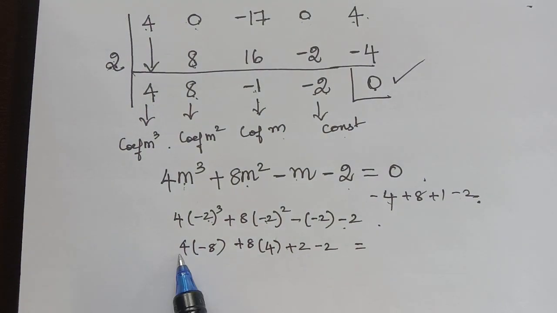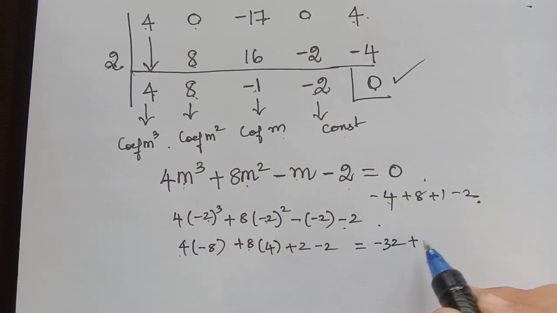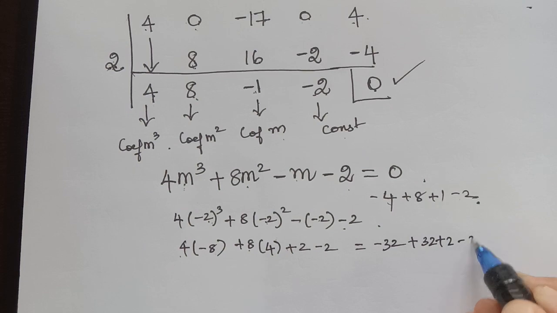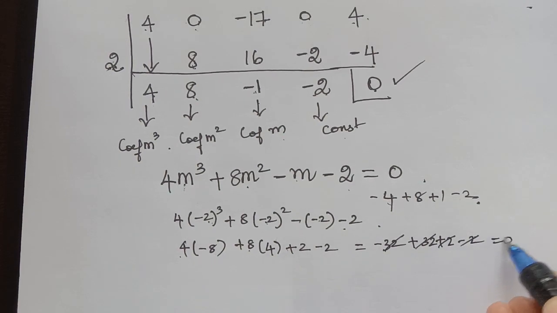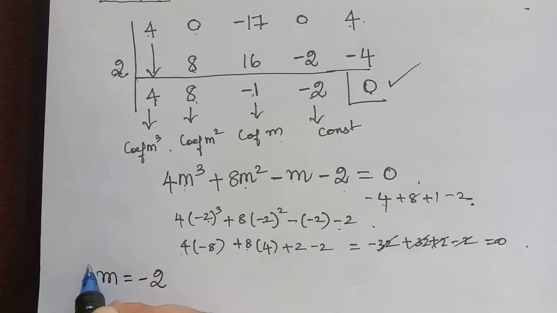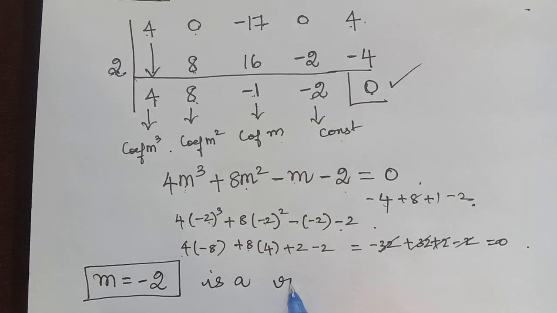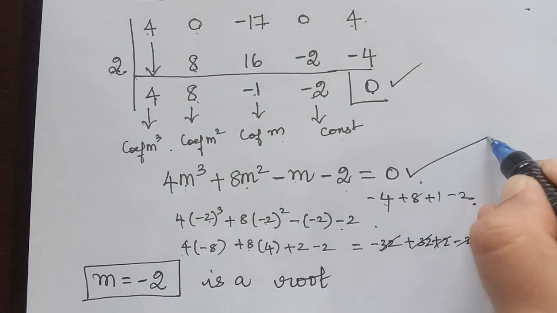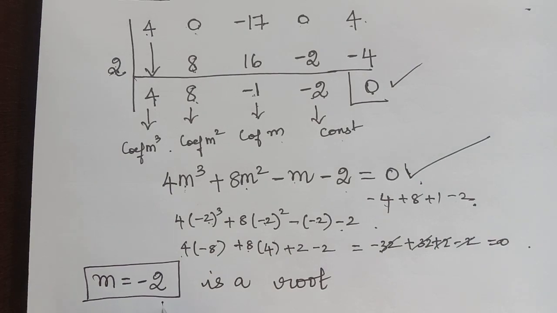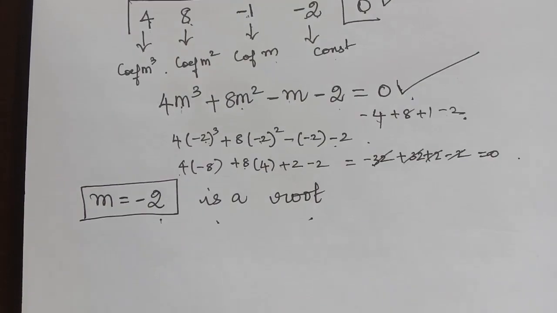That's equal to, what is 4 multiplied with 8? It is minus 32 plus 4 multiplied with 8. So plus 32 plus 2 minus 2. We observe that it becomes 0. So therefore, m equal to minus 2 is a root for the given equation. That is, for this remaining equation that we have obtained, m equal to minus 2 is a root. Now again we have to reduce this equation by using synthetic division.